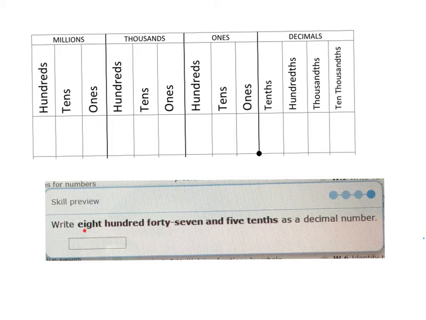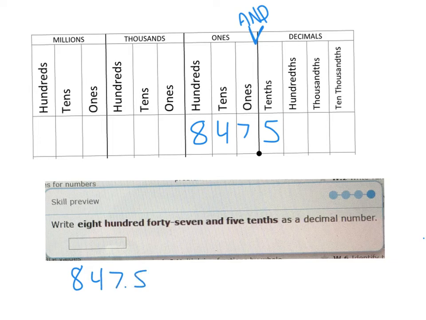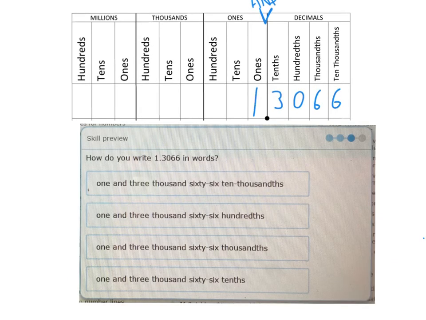Similar, but looking a little scarier. Not though. Write 847 and 5/10ths as a decimal number. Actually, this is quite simple. The thing to keep in mind, remember our 'and' goes in the place of the decimal. So now I'm going to write it: 847 and 5/10ths. So simple as that.